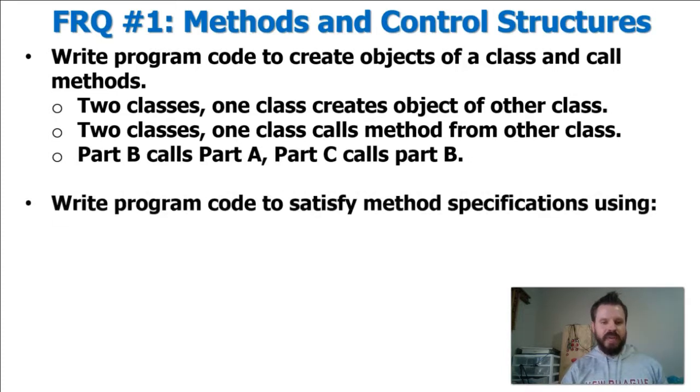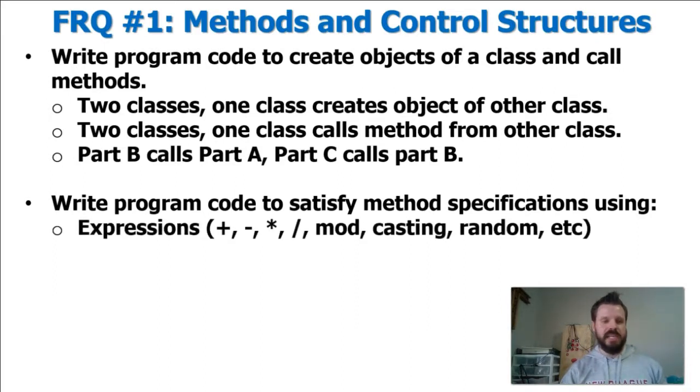The other thing that this type of problem is going to focus on is writing program code to satisfy method specifications using 1 of 3 different things. Expressions, as in plus, minus, times, divide, the mod, the casting. We'll get into random numbers. We'll get into some other stuff as we go through this review. But a lot of times there's calculations involved.